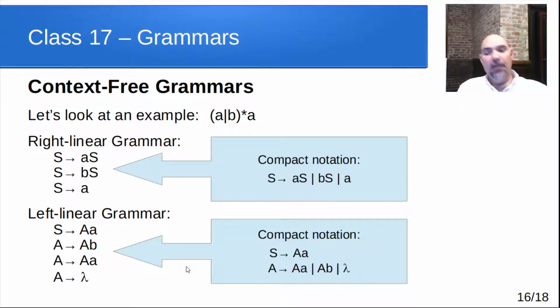Now, there is a more compact notation that I want you to be aware of that you may see looking stuff up on the internet, and that we're going to use from here on out. And that is that if we have something where it's the same variable on the left, we could actually combine those into a single line like this. But this OR here is not the same as the regular expression OR. So this vertical bar says S has a production AS, it also has a production BS, and it also has one A. So this is the same thing over here, but just in a more compact notation.